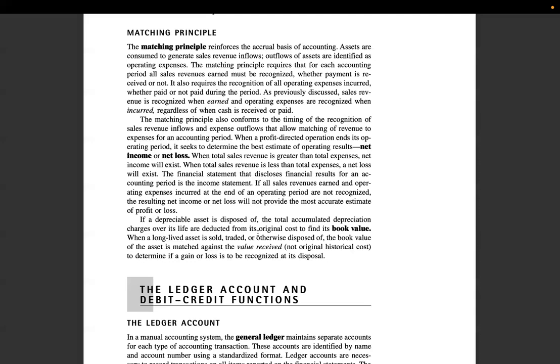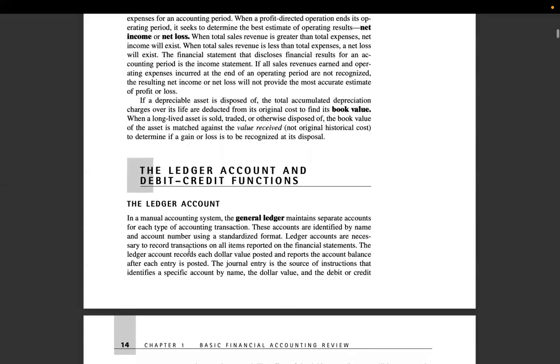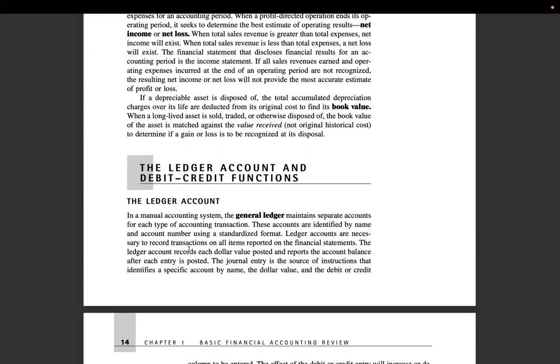When a long-lived asset is sold, traded, or otherwise disposed of, the book value of the asset is matched against the value received, not original historical cost, to determine if a gain or loss is to be recognized at its disposal. Do you understand what that means? Very difficult, actually. Let me give you a living example, okay? So again, cars. I buy a car, I begin to depreciate it based on my method applied to fixed asset depreciation.